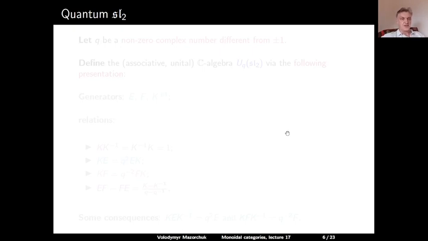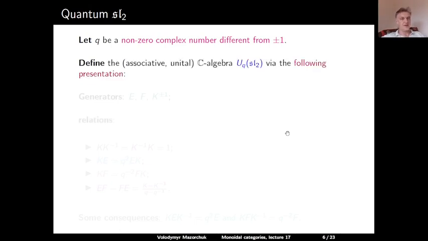So in the rest of the lecture, we will define a quantum analog of SL2. And this is a deformation of the universal enveloping algebra of SL2, which depends on a certain parameter, and which we will define and explore as a Hopf algebra. And then see how the representation theory of that algebra depends on the deforming parameter. So the parameter will be denoted by Q, and we take Q as a non-zero complex number, which is different from plus and minus 1.